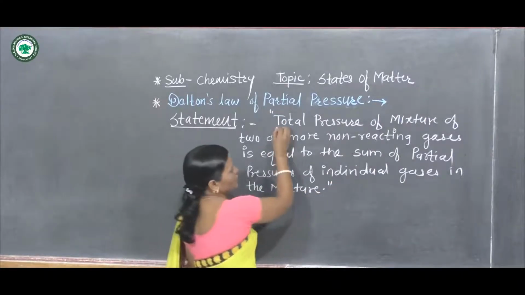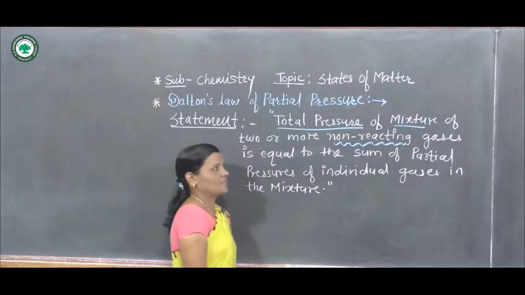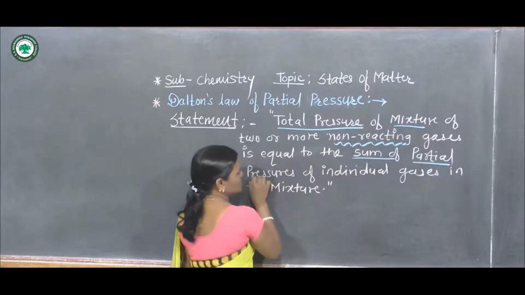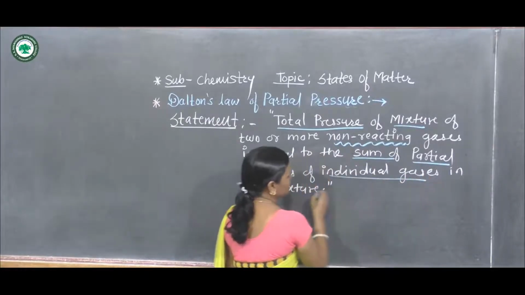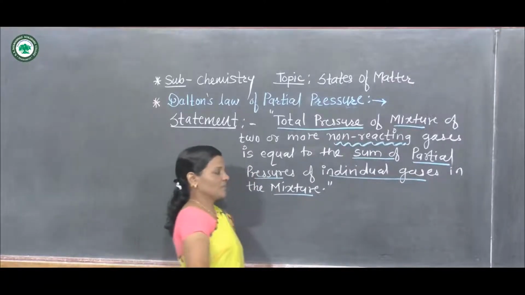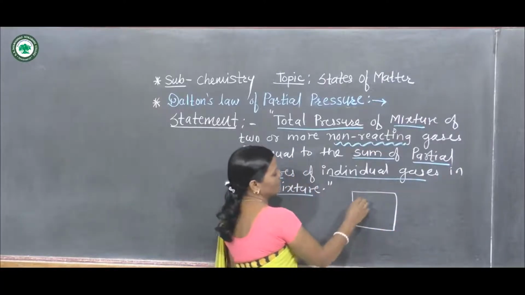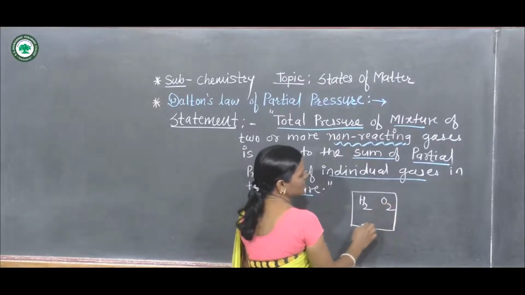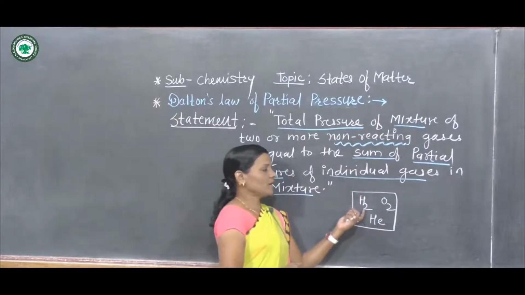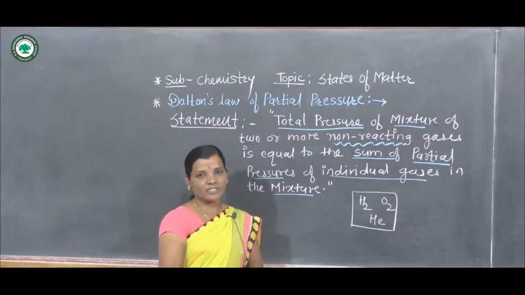Dalton's law: the total pressure of a mixture of non-reacting gases is the sum of partial pressures of individual gases in the mixture. For example, consider a container in which some gases are taken, for example hydrogen gas, oxygen gas, helium gas, etc. Now we know that hydrogen gas and oxygen gas react with each other, but they react at a higher temperature.